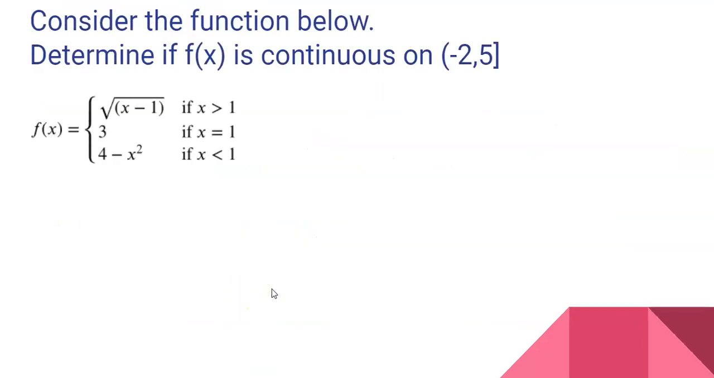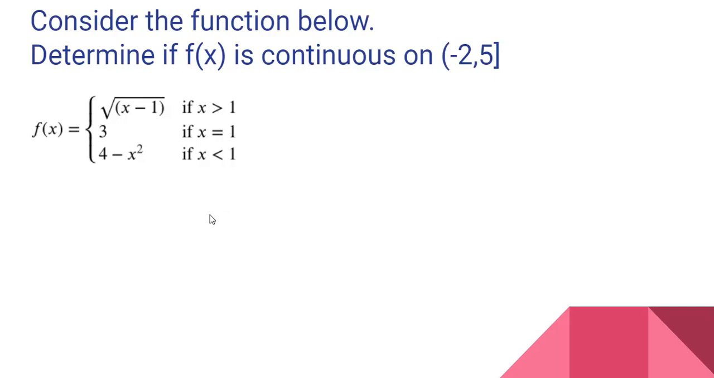Consider the function below. Determine if f of x is continuous on the interval [-2, 5]. The function is a piecewise function with 3 pairs of conditions and expressions. If x is greater than 1, the expression is the square root of x minus 1. And then if x is equal to 1, we are going to have the constant function 3. And if x is less than 1, then we're going to use the expression negative x squared.